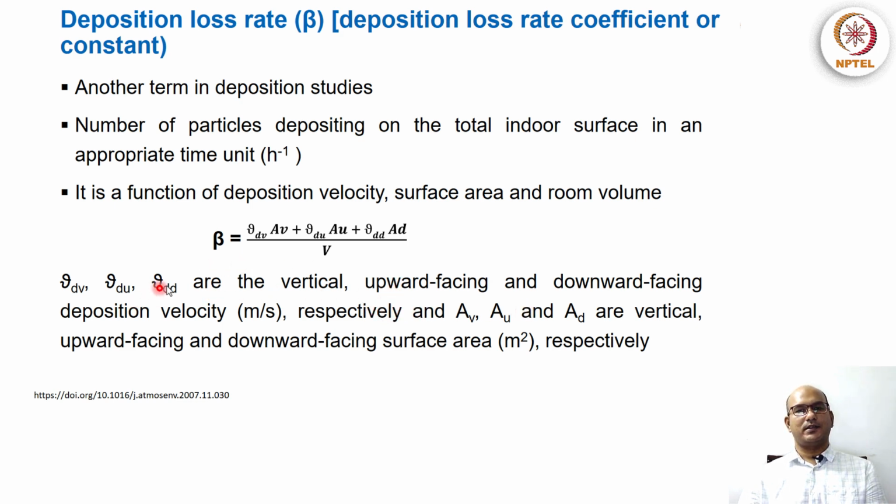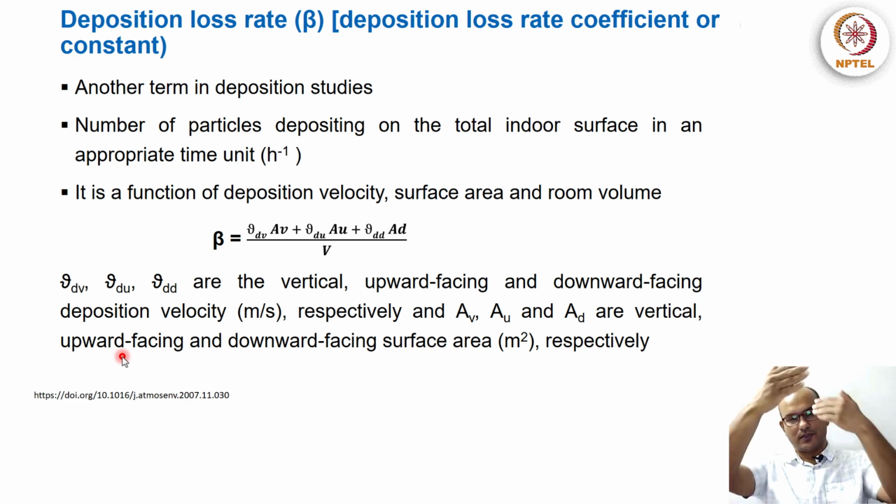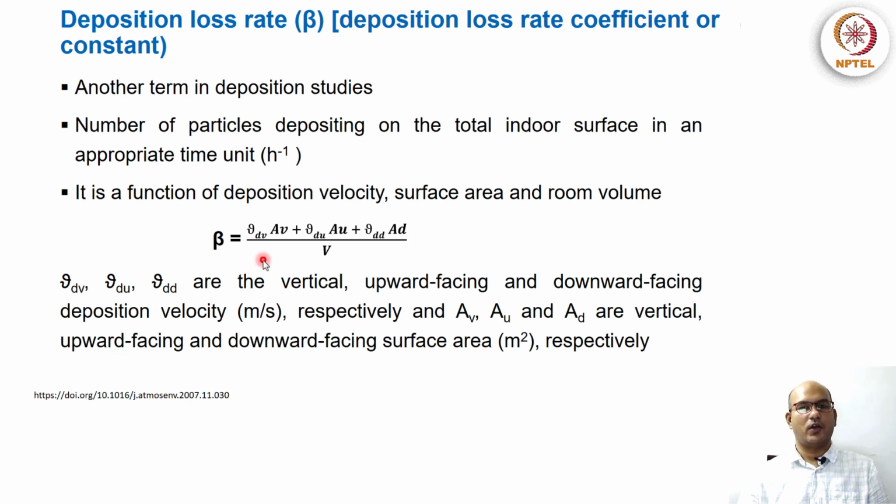So this is VdV, which is basically the vertical deposition velocity, and AV is our vertical phase. VdU is the upward facing velocity and AU is the upward facing surface area. VdD is the downward facing velocity. The downward facing surface area will be the ceiling because that faces downwards. The upward facing area would be the floor because that faces upwards, and then we have vertical faces, so the four sides of wall. So how much velocity is there and how much surface area is available.